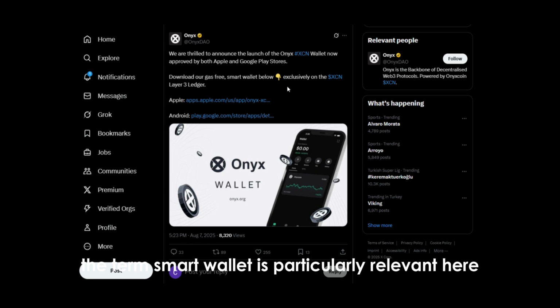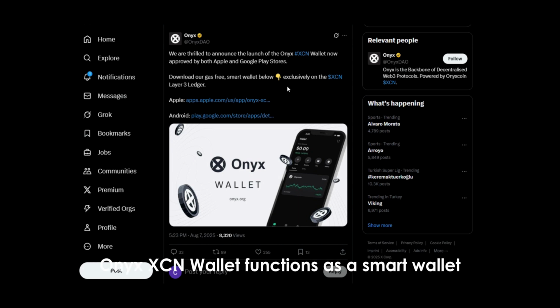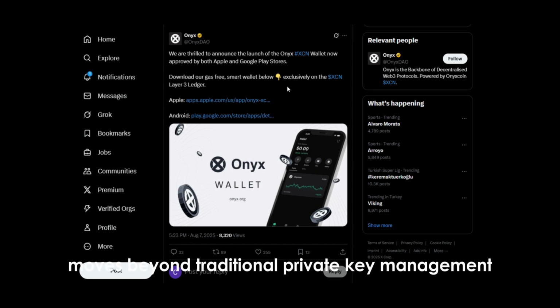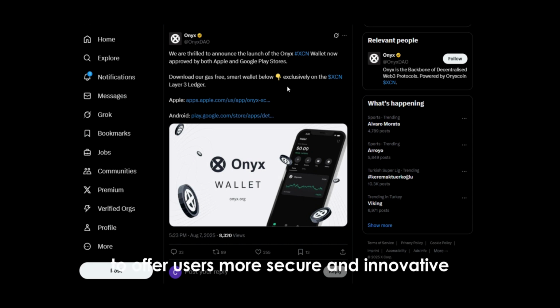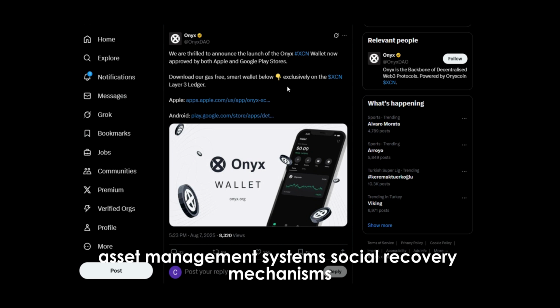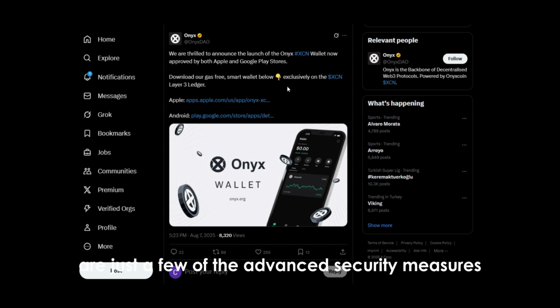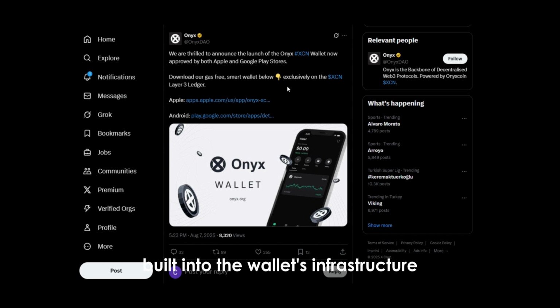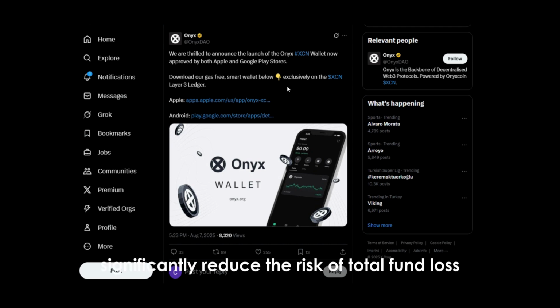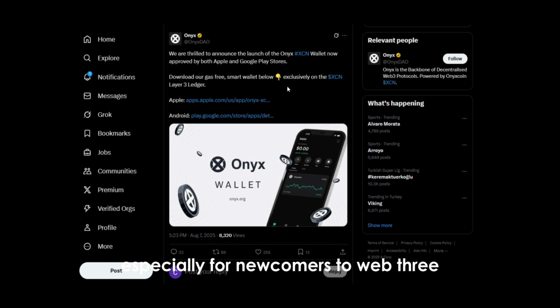The term smart wallet is particularly relevant here. Onyx XCN wallet functions as a smart wallet, meaning it moves beyond traditional private key management to offer users more secure and innovative asset management systems. Social recovery mechanisms, multi-signature setups, and identity-based recovery processes are just a few of the advanced security measures built into the wallet's infrastructure. These features significantly reduce the risk of total fund loss in the event of lost private keys, creating a more trustworthy environment, especially for newcomers to Web3.